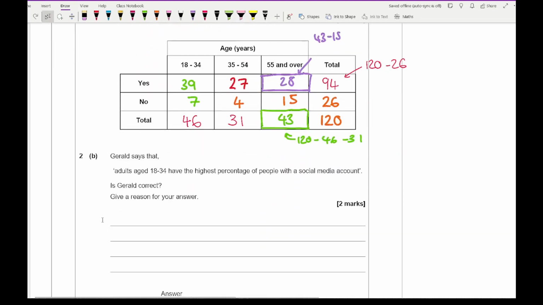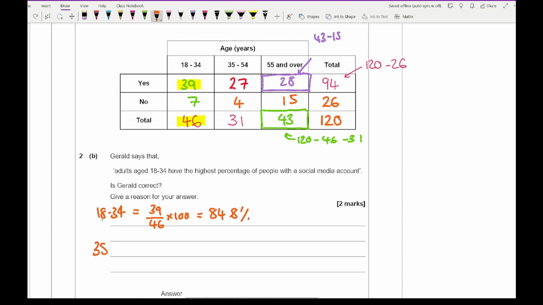Then for 2b, it says Gerald says that adults aged 18 to 34 have the highest percentage of people with a social media account. Is Gerald correct? So in order for us to prove whether Gerald is correct, we need to work out the percentage of the number of adults who said yes over the total number of adults in each of those groups. So 18 to 34, that's going to be 39 over 46 multiplied by 100, and that comes up to a percentage of 84.8%.